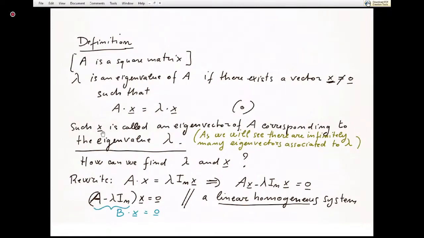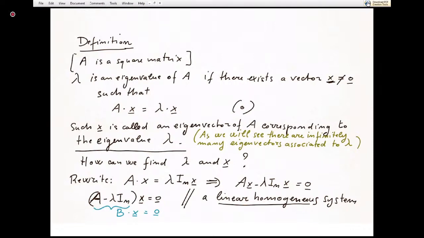In this case, we call x an eigenvector of A corresponding to the eigenvalue lambda. And we will see that there are infinitely many eigenvectors associated to a given eigenvalue. So basically, we will find a limited number of eigenvalues, for instance 2, in the case of a square matrix, 2 by 2. And for each one, there is a family of eigenvectors, infinitely many eigenvectors associated to each eigenvalue. Now, how can we find lambda and x?